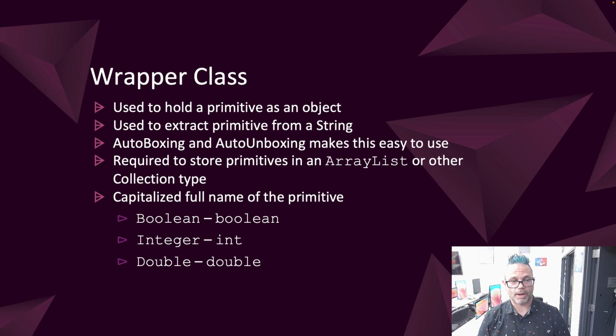You're required to use wrapper classes if you want to store your primitives in an ArrayList or other members of the collection data types, or any other collection type, excuse me. And it's just going to be the capitalized full name of the primitive. So capital B Boolean is how we store a boolean value, capital I Integer is how we store an int value, and capital D Double is how we store a double value. And that's just a quick overview of how we can work with primitives in Java and what they mean. Again, make sure the only 3 you really need to use are int, double, and boolean.